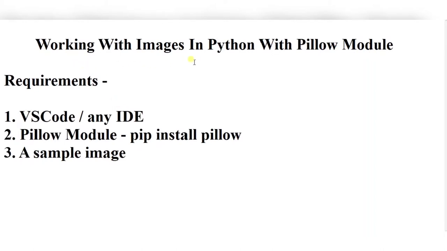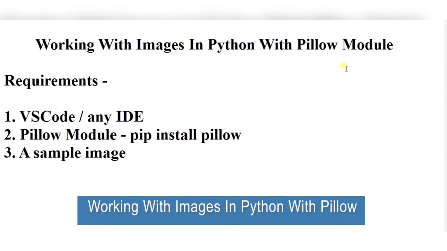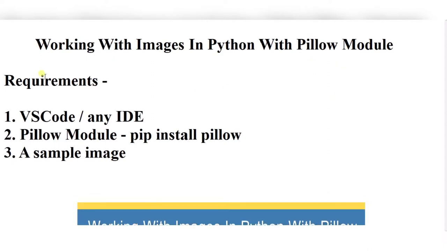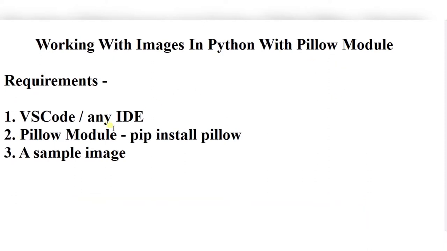Today we'll see how to work with images in Python with the Pillow module. So let us begin. For this, we need VS Code or any IDE as per your choice. The second thing is the Pillow module. For it, simply type pip install pillow in your command prompt. And the third one is the sample image.